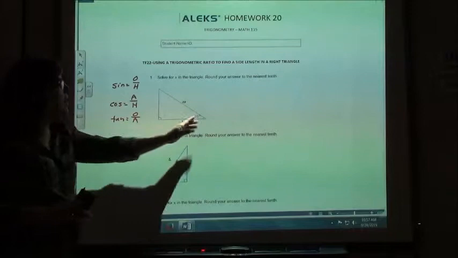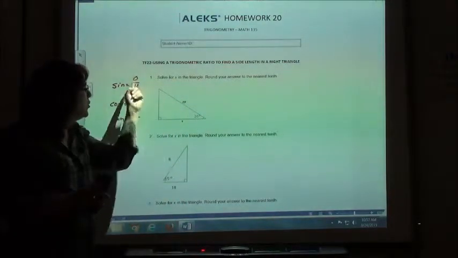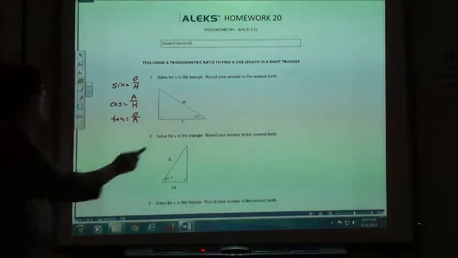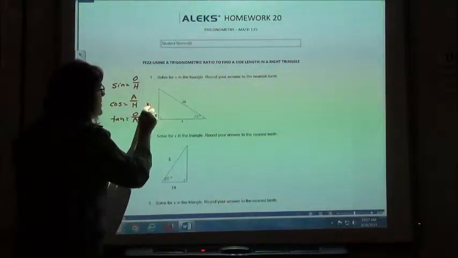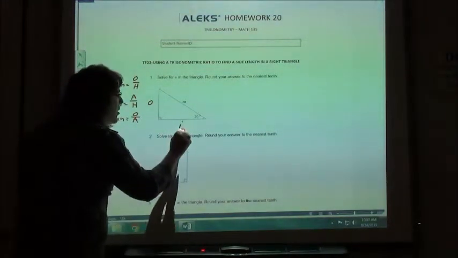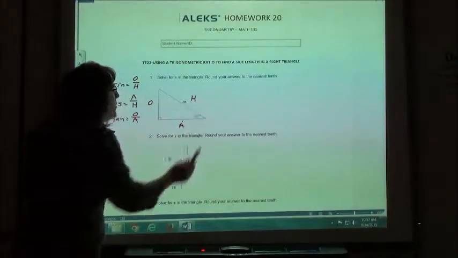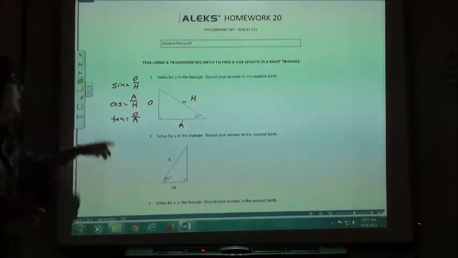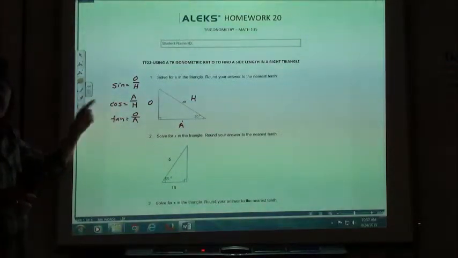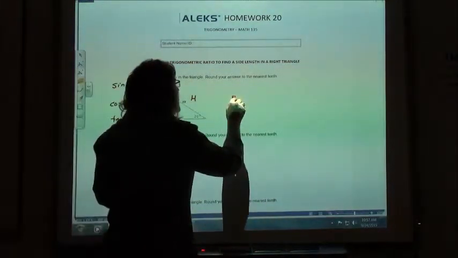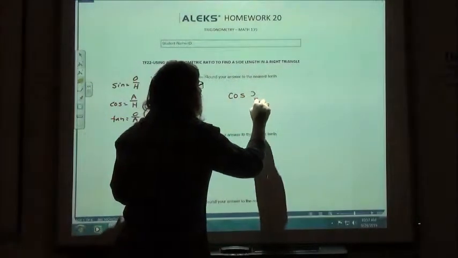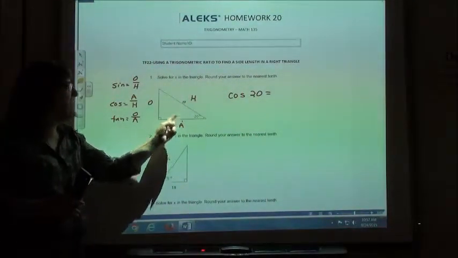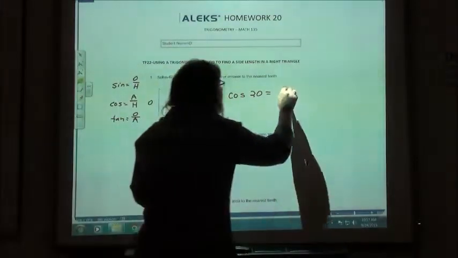So we want to look at our angle and determine which two of the sides we have so we know which one we want to use. So here we have 20. This is our opposite side. This is our adjacent side. This is our hypotenuse. Since we have the adjacent and the hypotenuse labeled, we want to use the cosine of 20 degrees. So we're going to say that the cosine of 20 is equal to the adjacent, which is x, over the hypotenuse, which is 19.